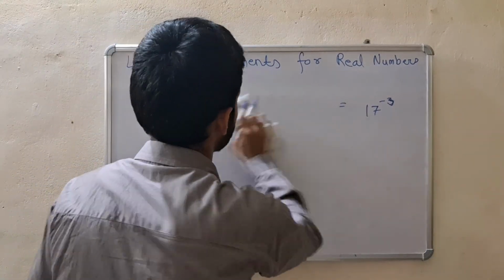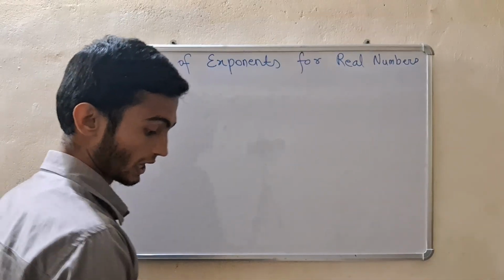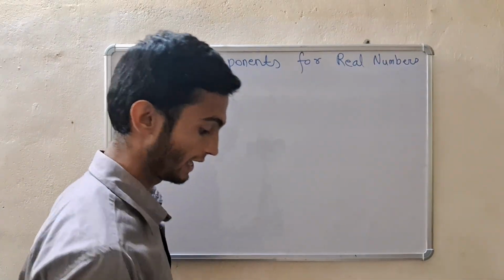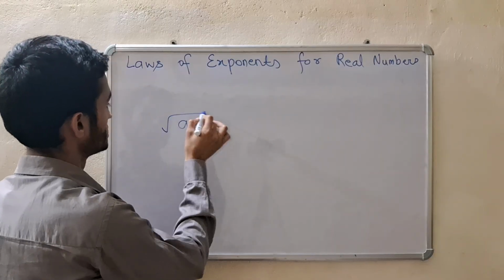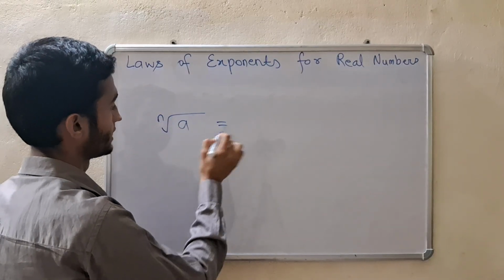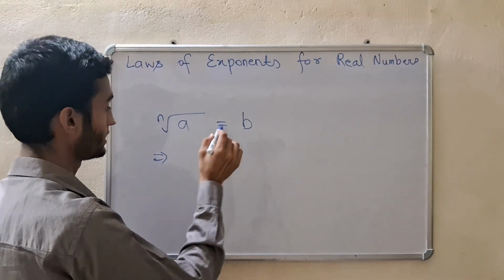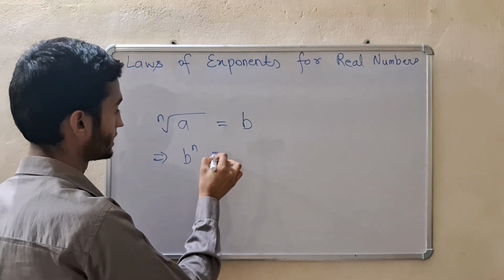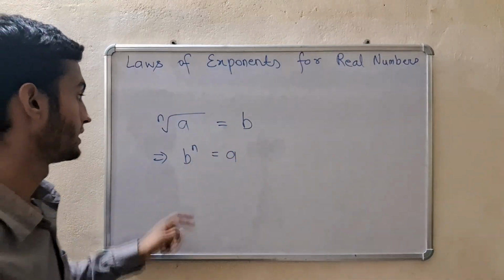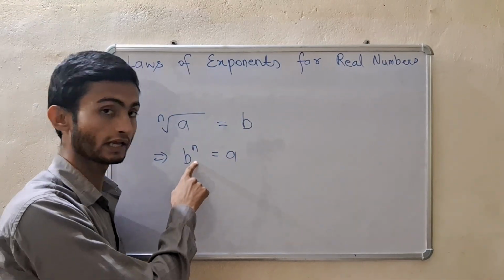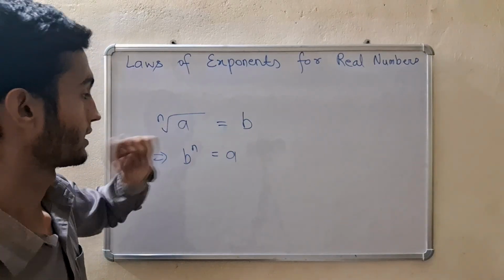Now we'll talk about the nth root of a. Let's say a is a real number. Then the nth root of a is b. It means that if the nth root of a is b, then b to the power n equals a. So the nth root of a will be b if that b after getting raised to the power n gives you a. Only in that condition does the nth root of a become b.